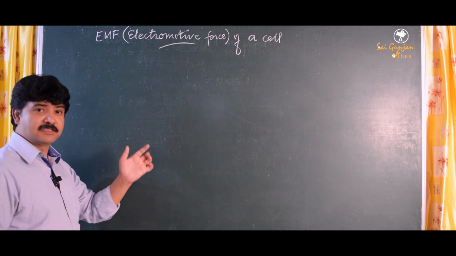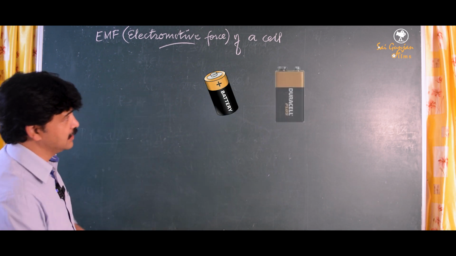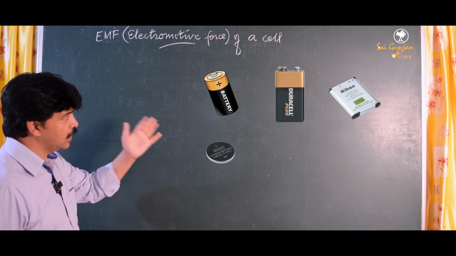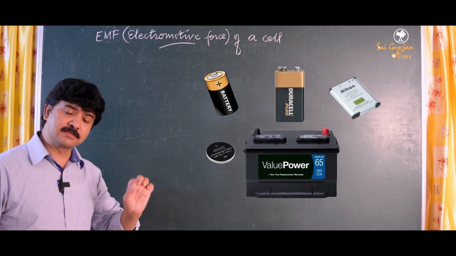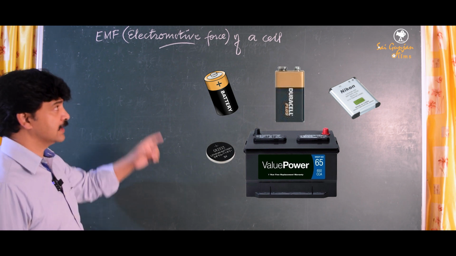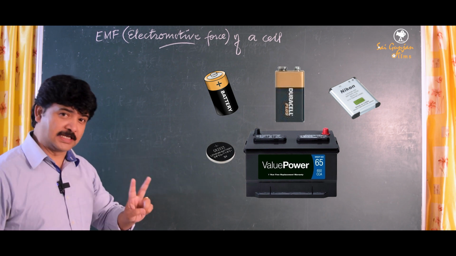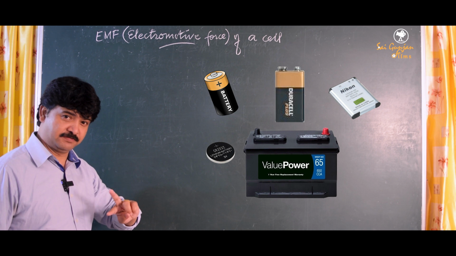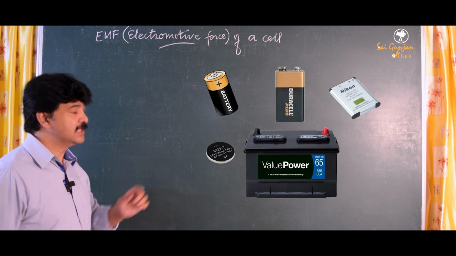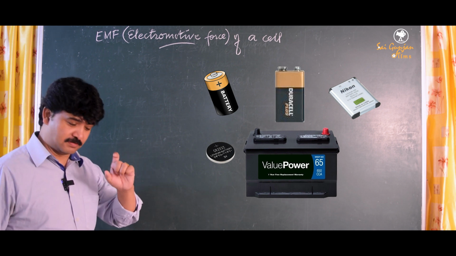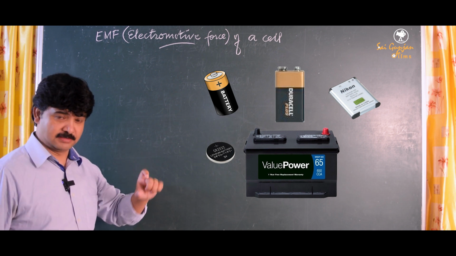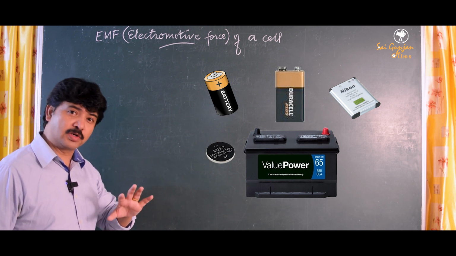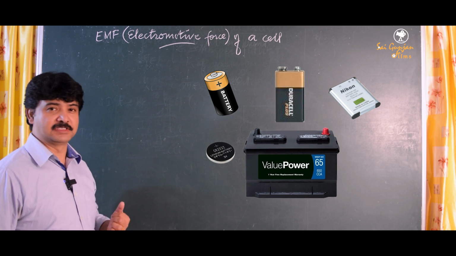We have different kinds of cells which you can see here also. Although they look different, they all have a few things in common. They all have two electrodes, one positive and one negative electrode, and they all have one or a mixture of chemicals, and that's called electrolyte or exciting liquids.